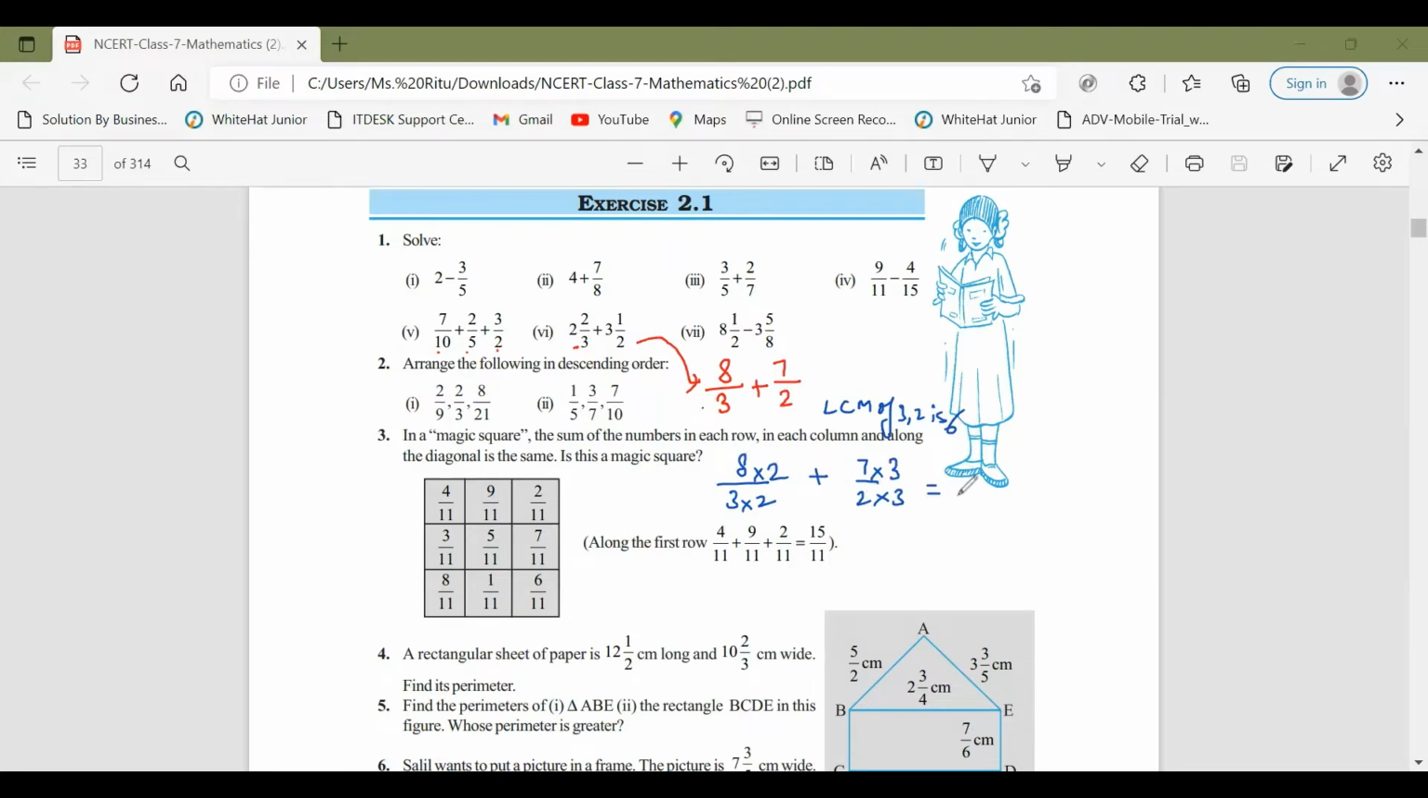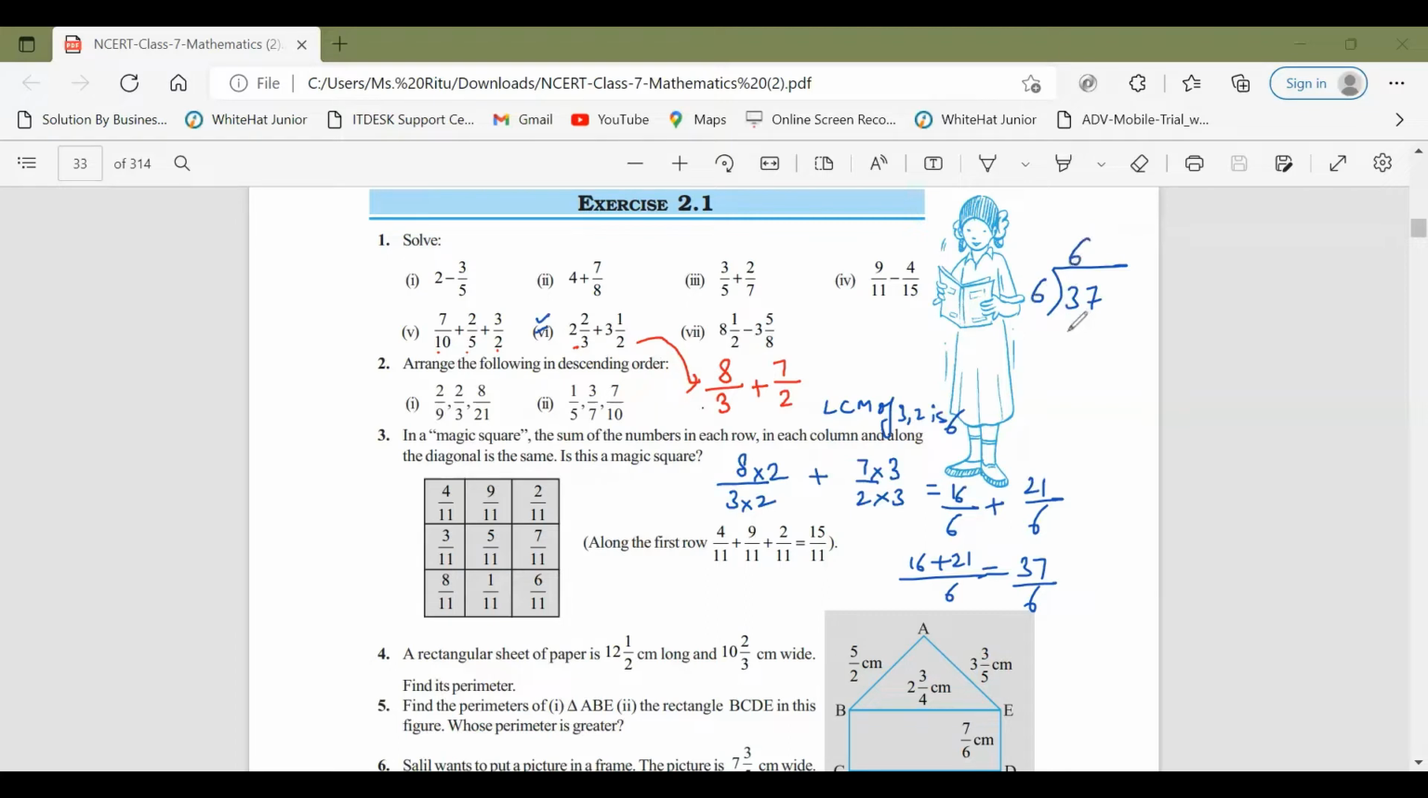Now 8 2s are 16, 3 2s are 6, plus 7 3s are 21, 2 3s are 6. Now 16 plus 21, same steps we are going to apply here. That would be 37 upon 6. Okay. Now the point is, the question was given in the form of a mixed fraction. So the answer should also be in the form of a mixed fraction, right? So how can we do so? We'll just simply divide this 37 by 6.